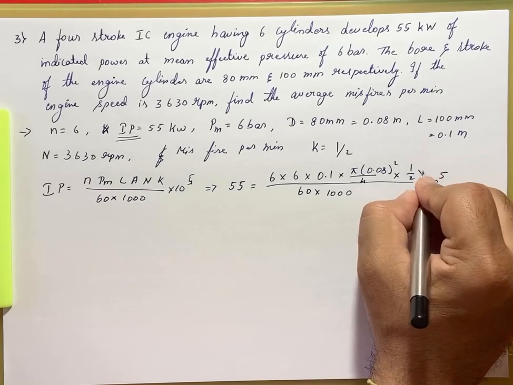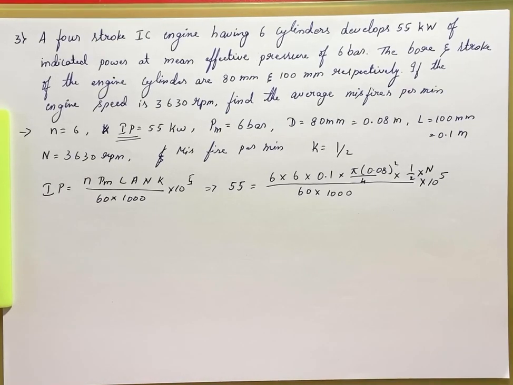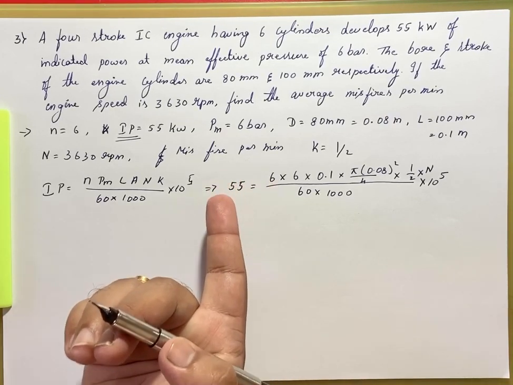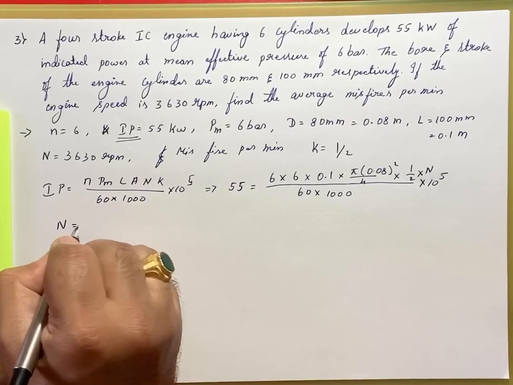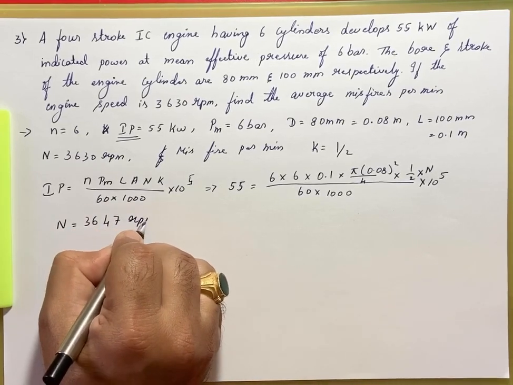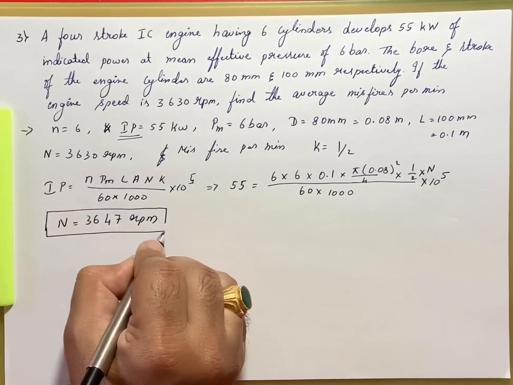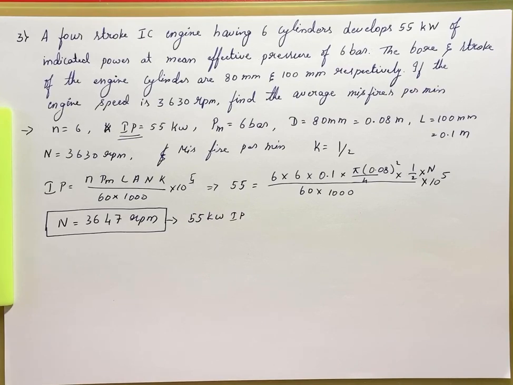And one more thing, that is capital letter N here. In this, the N here is the actual number of revolutions, the actual RPM which is running when the IP is 55 kilowatt. Now find out the value of N. The only unknown here is N, so you will get N as 3647 RPM. N here is 3647 RPM for 55 kilowatt IP.